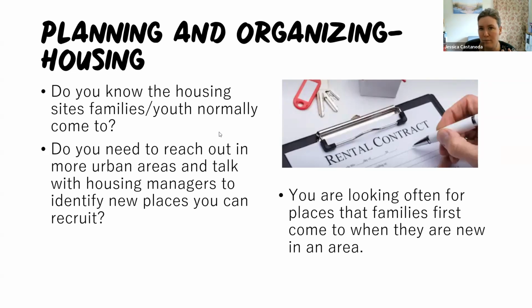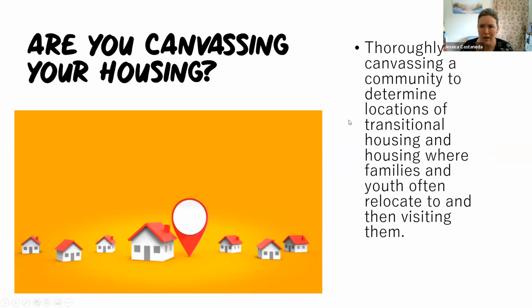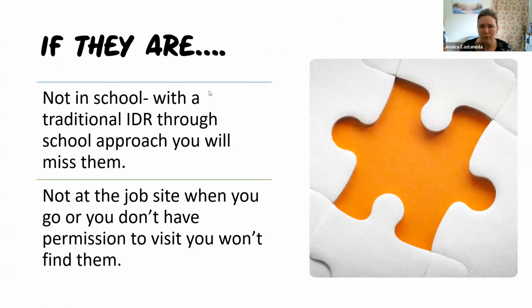Often they know of the other places. So you can say, well, do you know anywhere in town that rents to people monthly, or where people might be coming and going? A lot of times they'll give you an actual name, but there are some other ways that you can do this too. We believe that you should thoroughly canvass the housing in your area. We also believe that if you are just in school and you don't go out, you will miss a good amount of kids. At the job site, it's the same thing. Sometimes they won't let you talk to anybody, and you have to get permission, and you might not be able to get it, so you'll miss them.